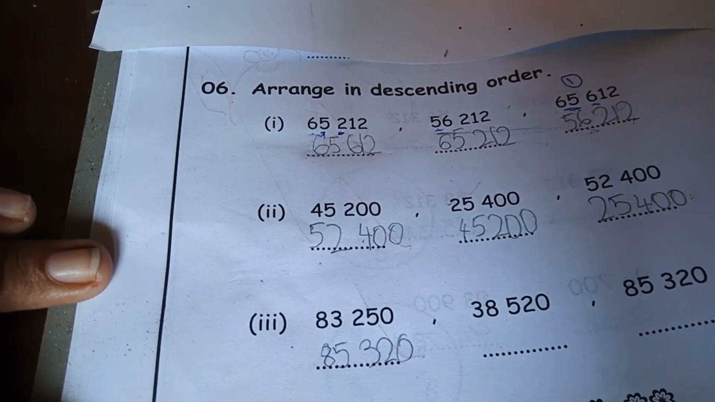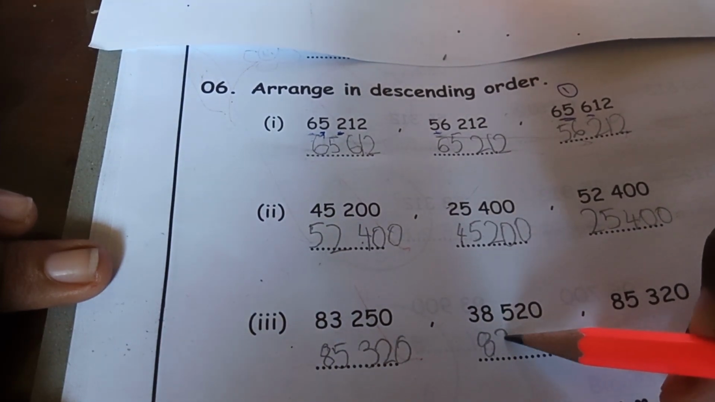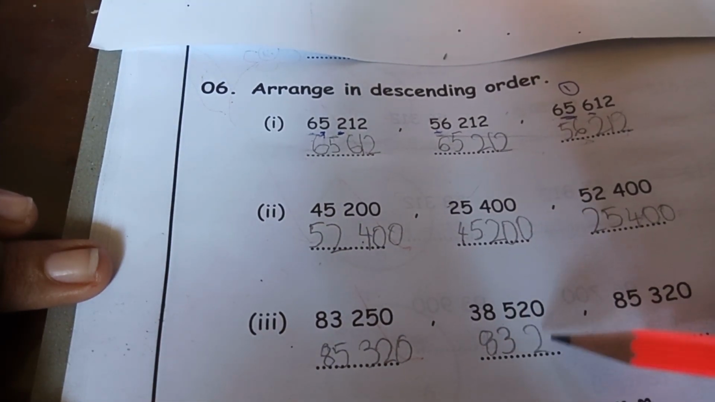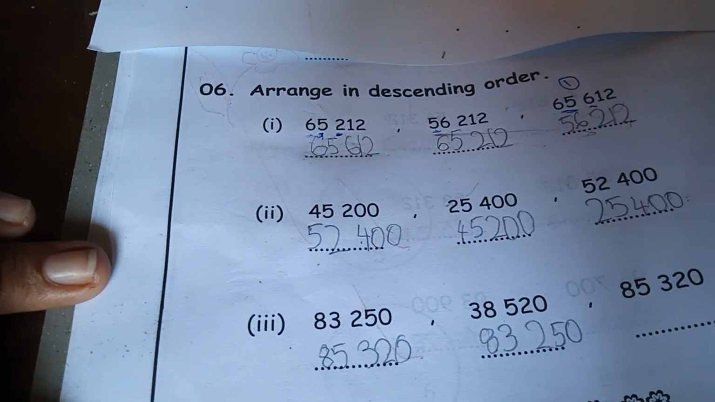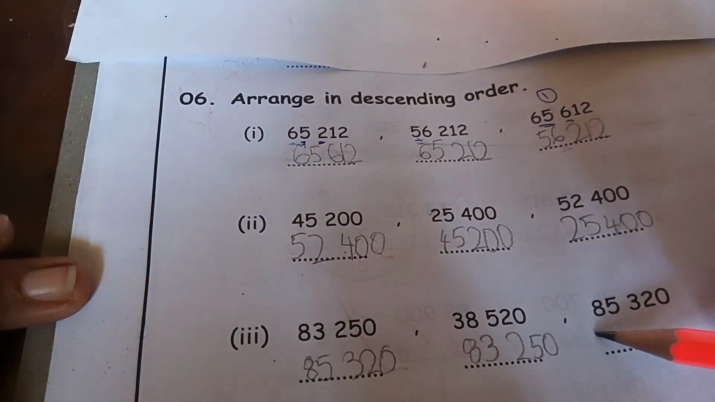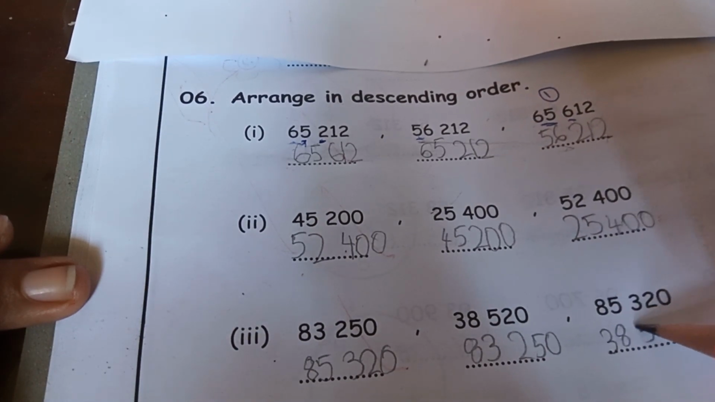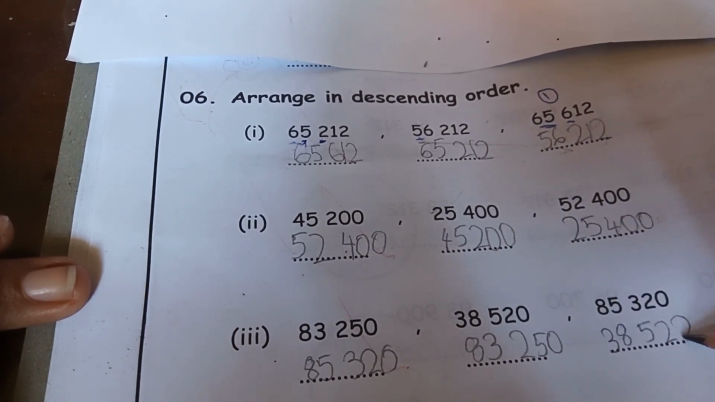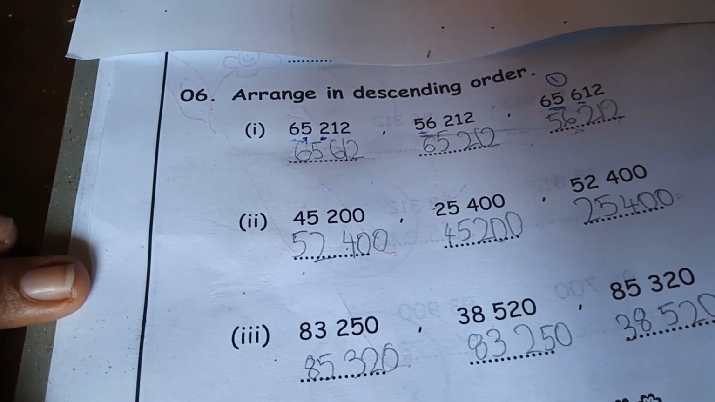83,250. Okay, the next one? 83,250. The smallest number? 38,520. Okay, 38,520. So that's how you have to write the numbers in descending order.